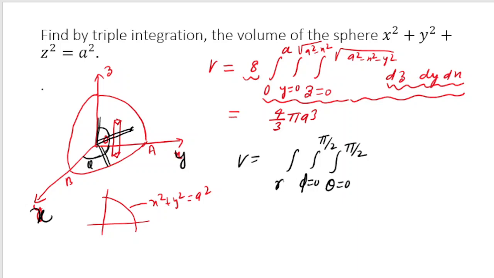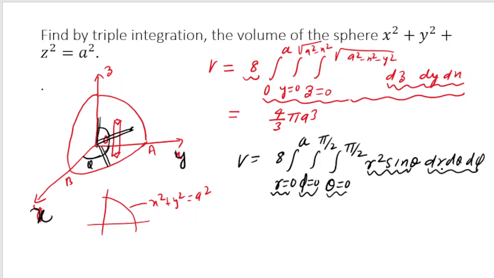Then r will vary from 0 to a, and we multiply by 8, and then I write the Jacobian of transformation, that is r square sine theta, and then dr, d theta, and d phi. You could have written the limits of r, theta, or phi in whatever order, because I have specified that the limit of r is 0 to a, the limit of phi is 0 to pi by 2, and the limit of theta is 0 to pi by 2. This is the Jacobian of transformation. You can integrate first with respect to r, theta, or phi; that does not matter. I would suggest you integrate this and confirm that the answer you get is 4 by 3 pi a cube.